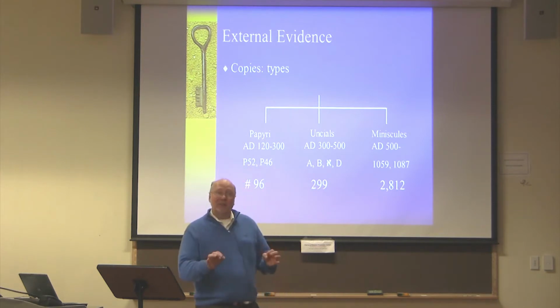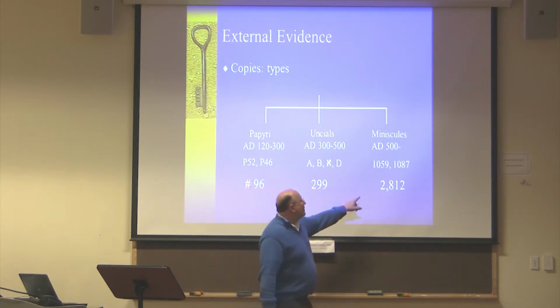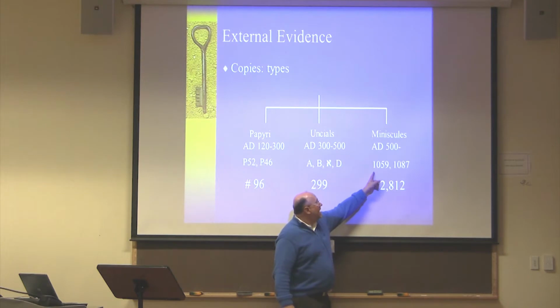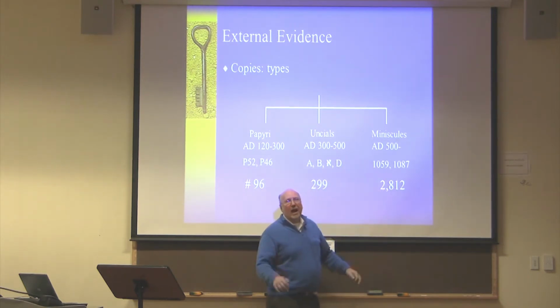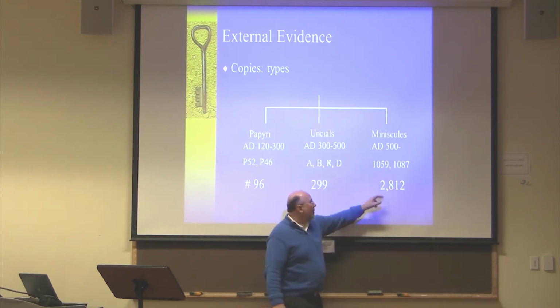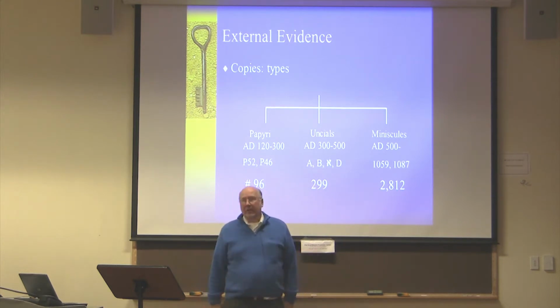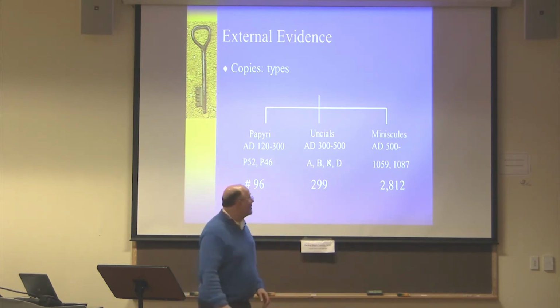The scribes are copying Greek manuscripts in minuscules, and there are thousands of these. You can see the number system that they use, like 1099, 1087, 2,300, and so they just give them a number. Each one of the minuscules is given a number. There's about 2,800 of these, okay? Thousands of these minuscule writings.